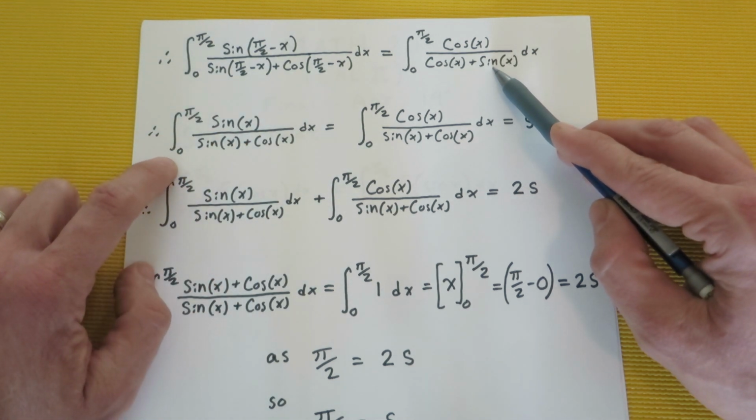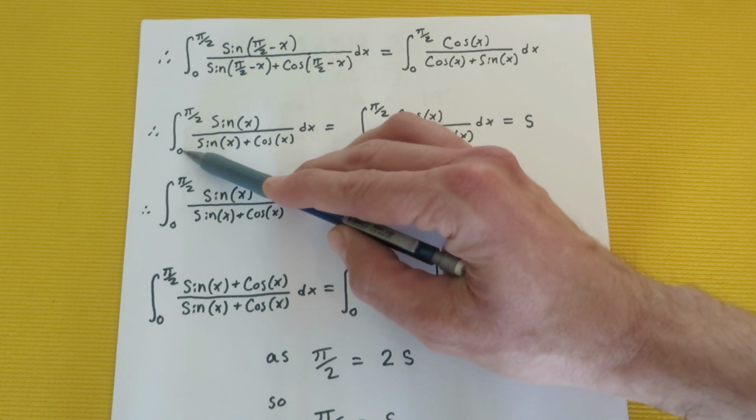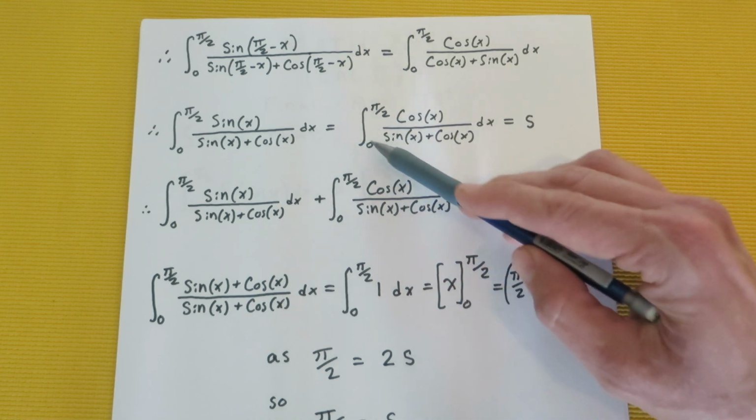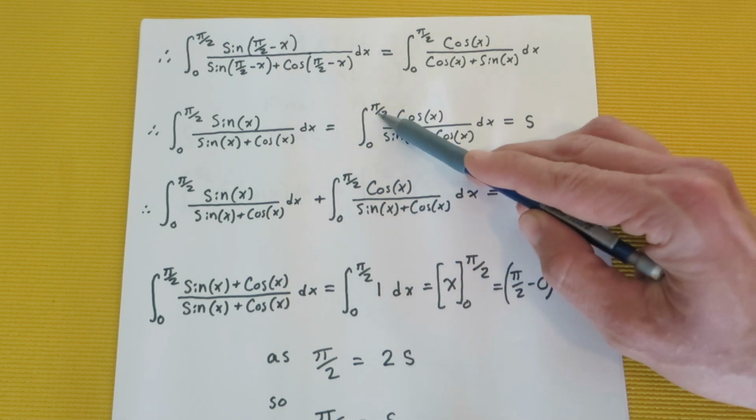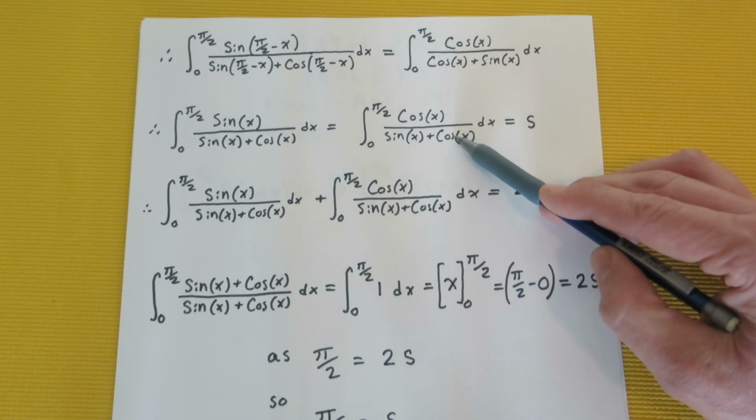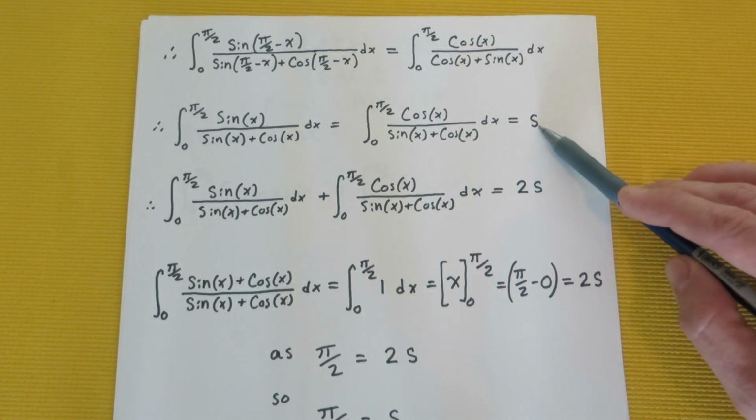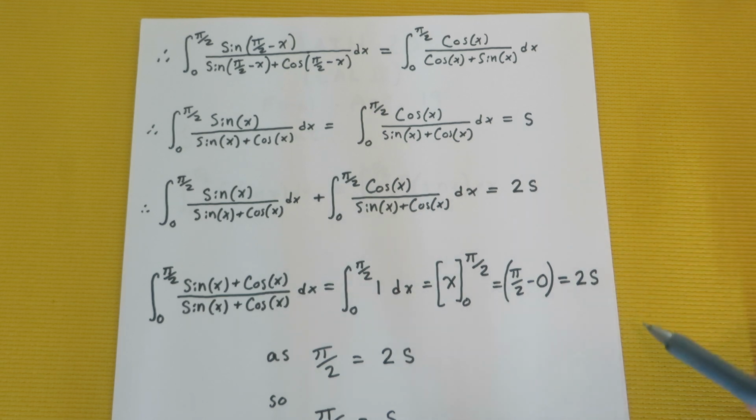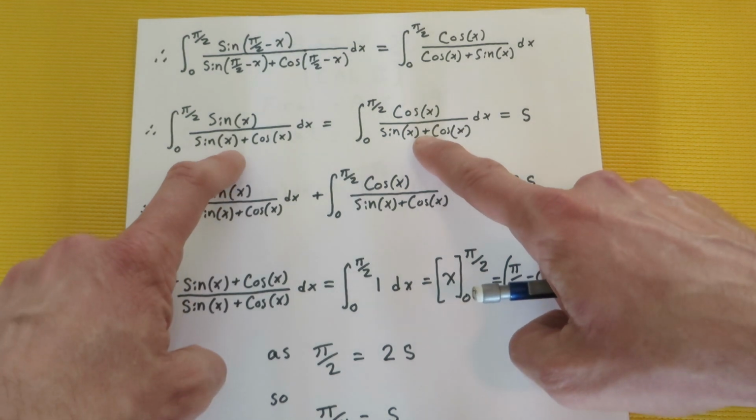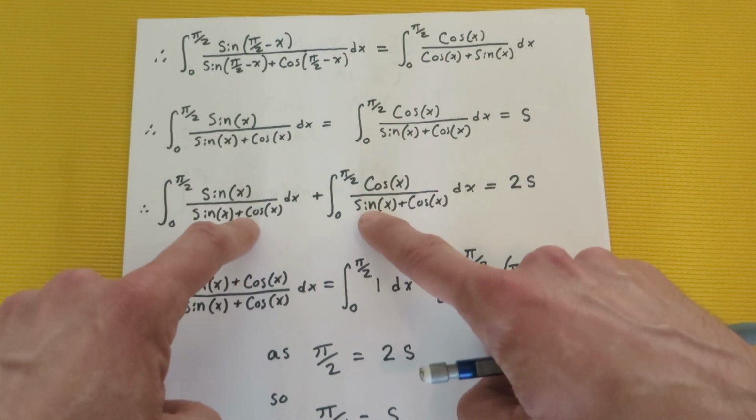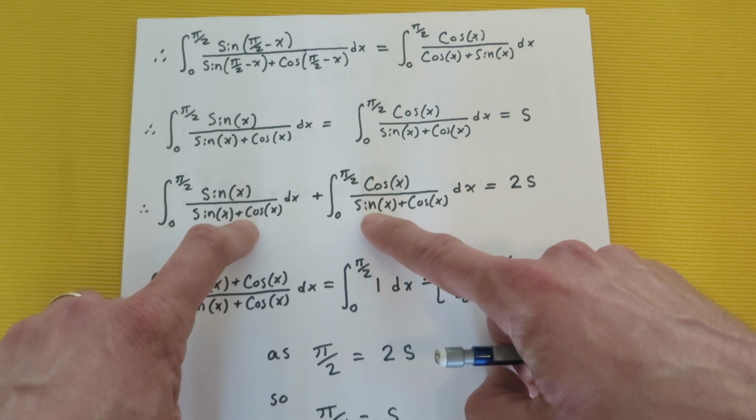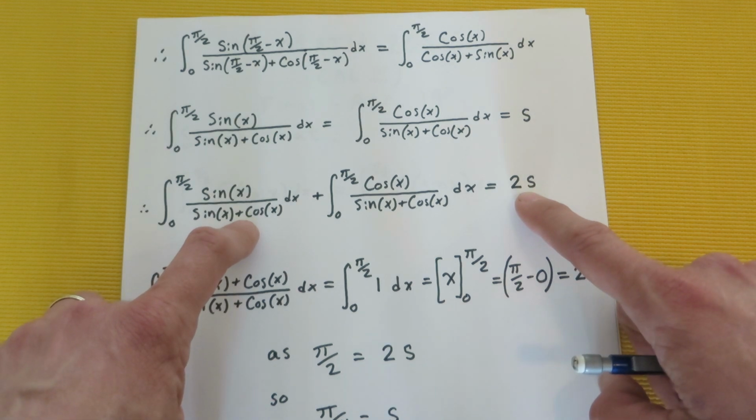So in other words, the expression that we started with, the integral from 0 to pi over 2 of sine of x over sine of x plus cosine of x dx, is just equal to the integral from 0 to pi over 2 of cosine of x over sine of x plus cosine of x. And again, we're claiming that that equals some sort of sum S. Well, what we can do is we can just take these two expressions and add them together, and because one equal thing added to another equal is just going to be 2 of that something.